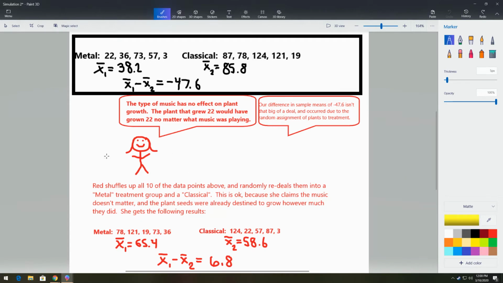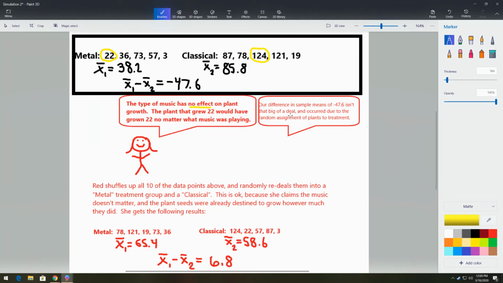Then we've got this girl over here who hypothetically is playing devil's advocate and working for our null hypothesis. She basically says that the type of music has no effect at all on plant growth. This plant right here, for example, that grew 22, was going to grow 22 no matter where it got put. If it was classical or metal, it was just destined to grow 22. Same thing with this really awesome plant that grows 124, it was just a good bean seed. It happened to be in the classical group. If it was in the metal group, it was still going to grow 124.